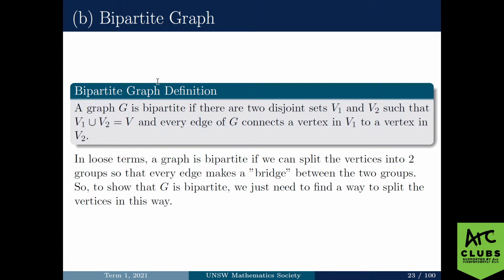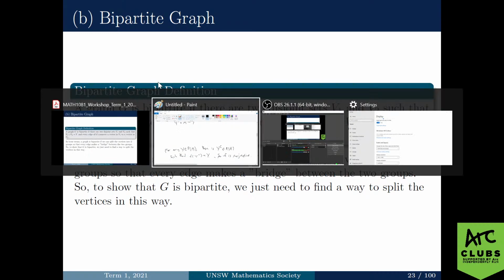A graph G, well, this is a formal definition. It says a graph G is bipartite if there are 2 disjoint sets V1 and V2. Disjoint means no common elements, and such that V1 union V2 equals V. So it's a partition that covers all of the set of vertices, and every edge of G connects a vertex in V1 to a vertex in V2. And the informal way of saying it is, a graph is bipartite if you can split the vertices into 2 groups so that every edge makes a bridge between the 2 groups. I'll show you.